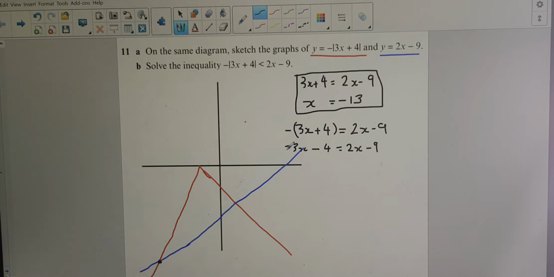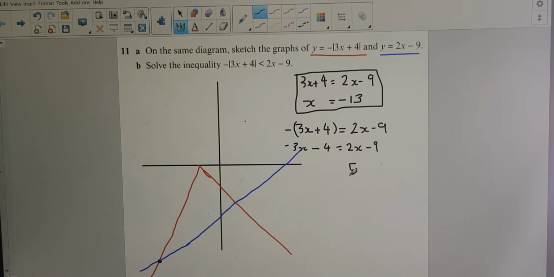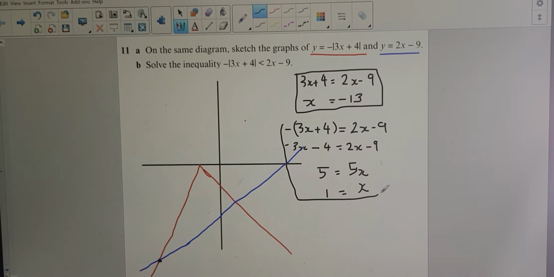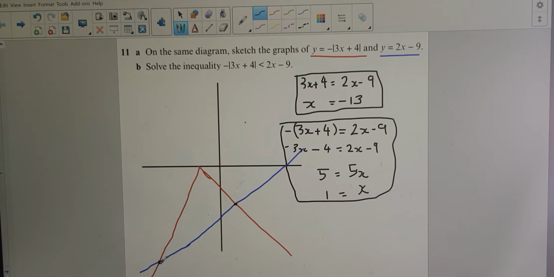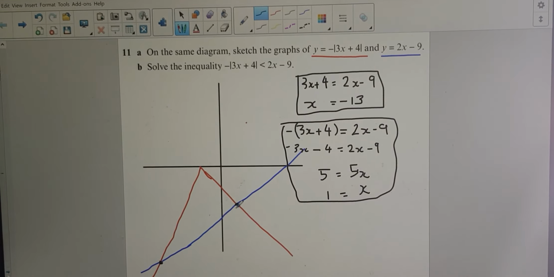And if I add 3x on both sides, I'll get 5x here. And add 9 on both sides, I'll get equals 5. So my value here is x equals 1. Okay, so that looks good as well. So now I have my two values of x. Here x equals -13 and here x equals 1.